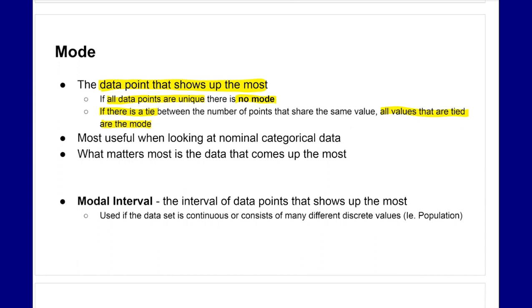So again, they all measure some sort of central value. Different ones might be better given the scenario. With the mode, we might have a modal interval, which is the interval of data points that shows up the most. So if we're looking at things where we have an interval of data rather than individual points, then we look at which modal category has the highest frequency.